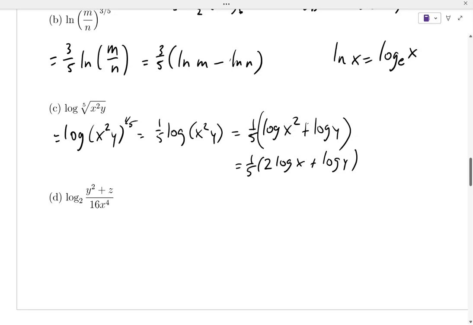Oh, sorry. Let me mention one more thing. Notice that this one doesn't have a base on it. When you see log without a base, what base do you assume? 10. Good. Remember, log is common log. We assume it's base 10. Sorry, I meant to say that before we even started that problem. But just to remind, ln is the special notation for log base e. Log without a base is our notation for base 10.